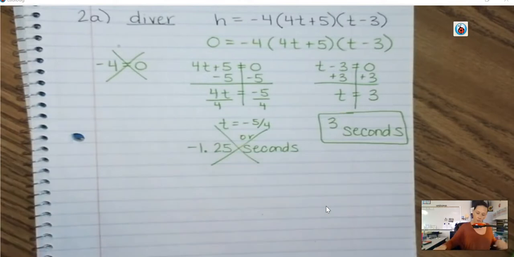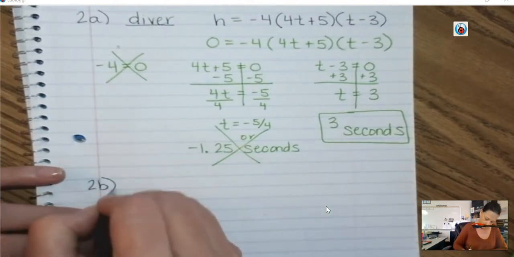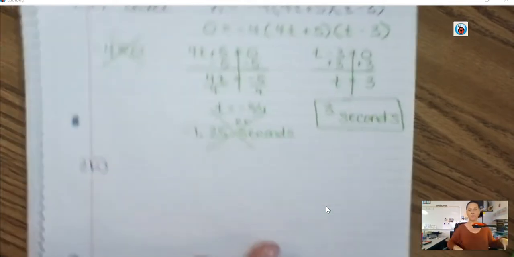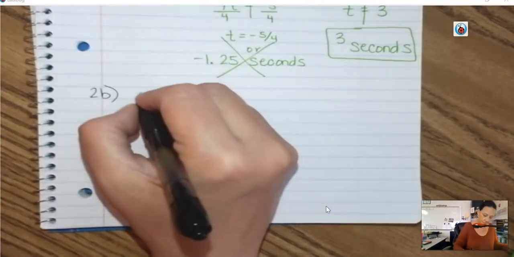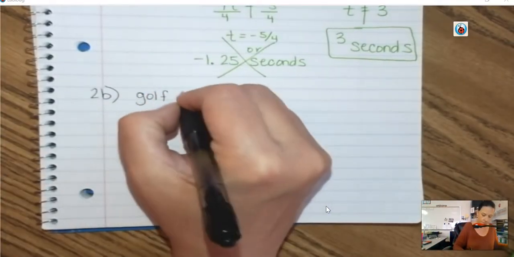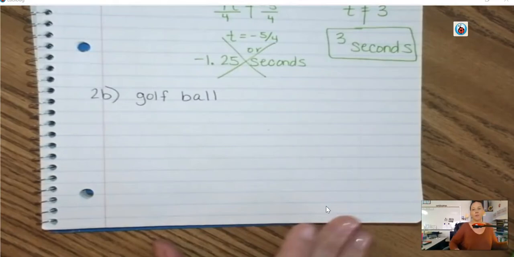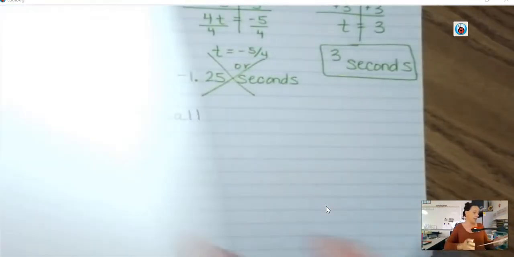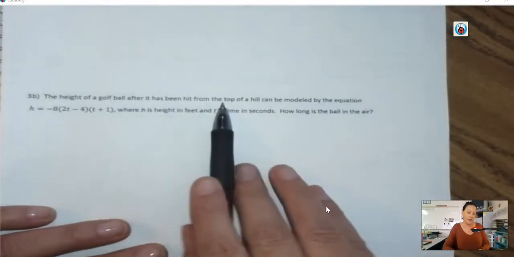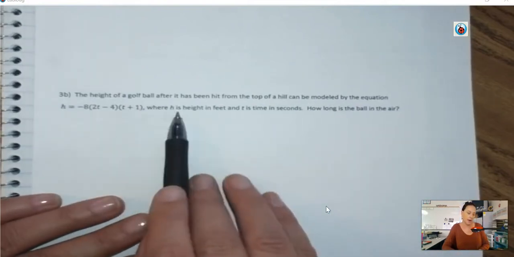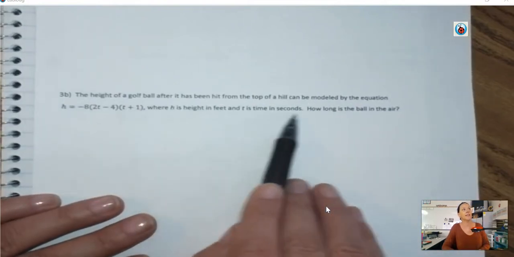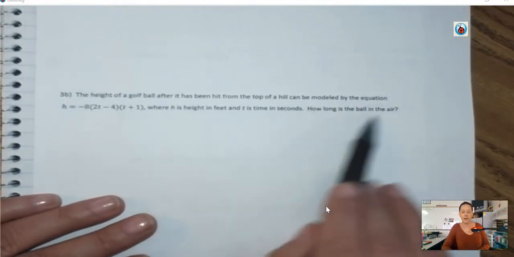Okay, let's try one more. This one is a golf ball. The height of a golf ball after it's been hit from the top of a hill can be modeled by the equation, where h is the height in feet and t is the time in seconds. How long is the ball in the air?